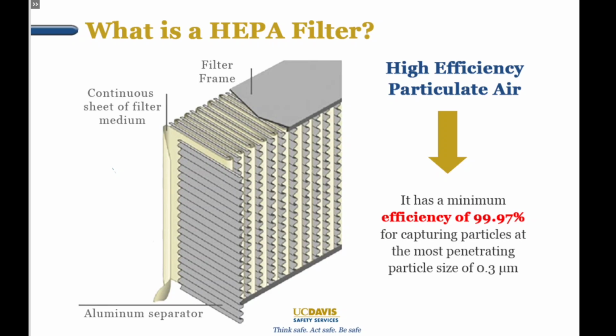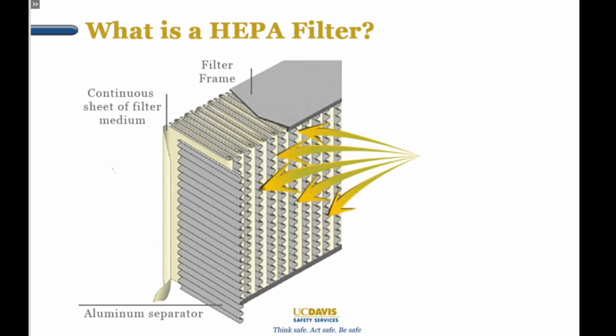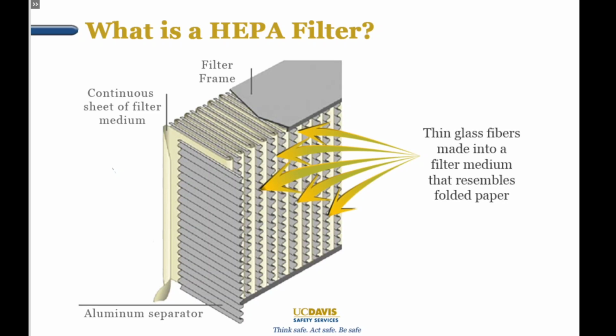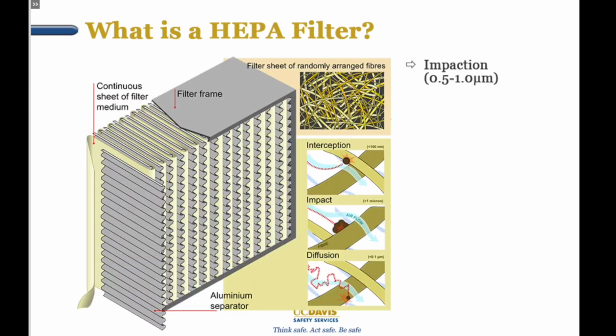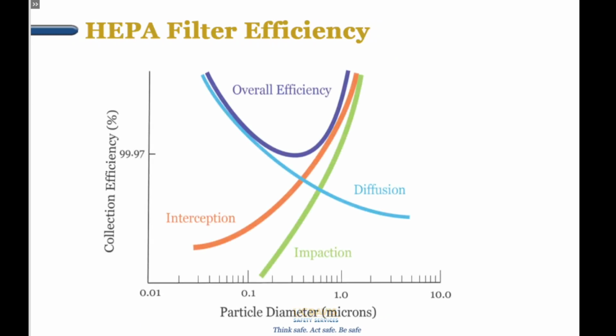This size is most penetrating due to the physics of particle movement through the air. The filter is comprised of thin glass fibers made into a filter medium that resembles folded paper. These fibers trap particles by three different mechanisms: impaction, which is most efficient at capturing the largest particles, interception, which captures medium-sized particles, and diffusion, which captures the smallest particles. The efficiency of capture for each mechanism is shown here.